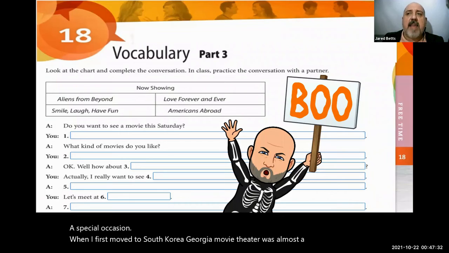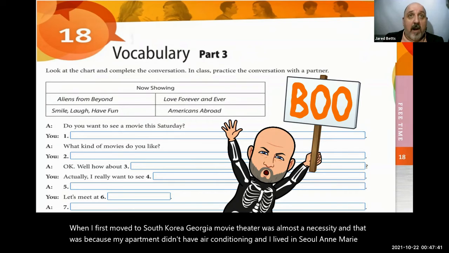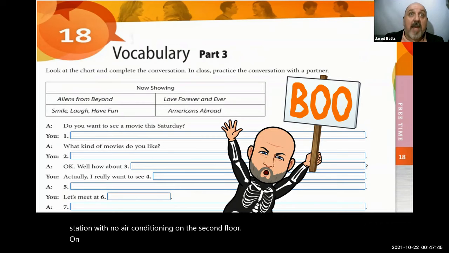And that was because my apartment didn't have air conditioning, and I lived in Seoul near Yaksu Station, with no air conditioning on the second floor. On the weekends, my apartment got hot.